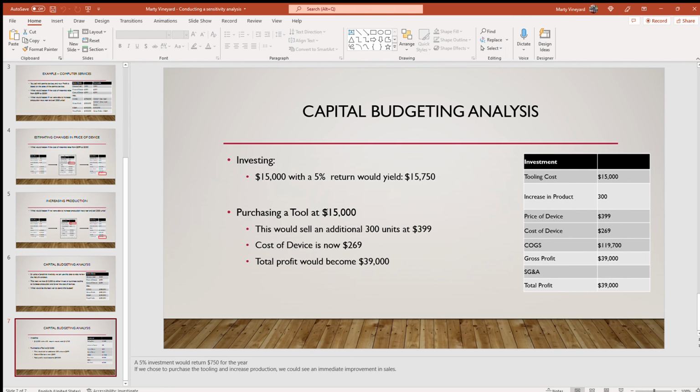So just by purchasing this tool, if this was a possible situation for us, we could expect the profit to become $39,000. So what we would learn on our risk is that it would be much more profitable to purchase this tool and implement that into our factory as much as possible.